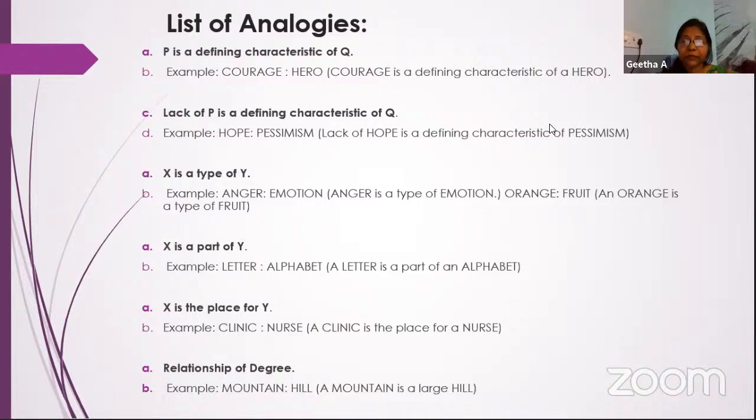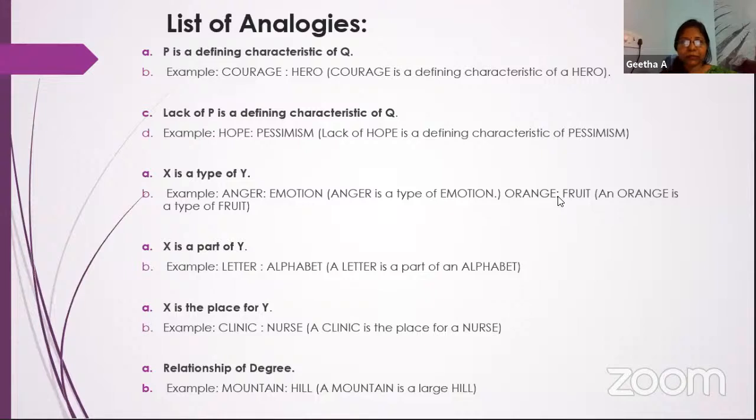Only when you know the relationship between the words, and that relationship exists in the choices given, does it become easy to select that particular pair. Here again, for example, I have given hope and pessimism. Lack of hope is a defining characteristic of pessimism. So in the choices you should find a pair of words that is in a similar relationship to the words given.